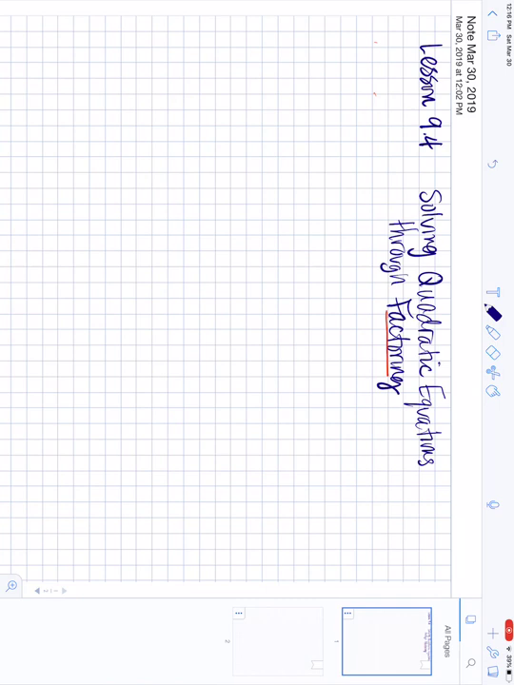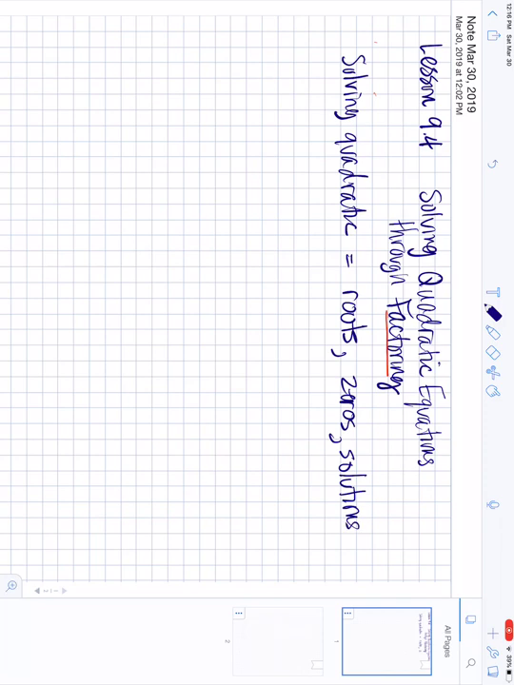All right, we're going to move on to solving quadratics through factoring. Remember, when we're solving a quadratic, what are we looking for? We're looking for the roots. Those are also called the zeros. Those are also called the solutions. And they happen to be the x-intercepts.